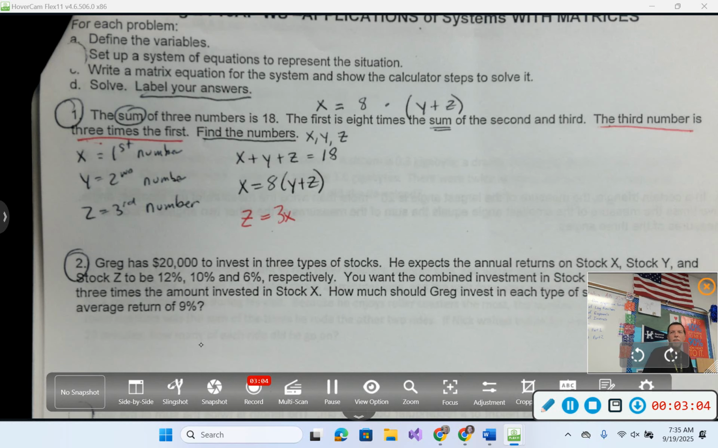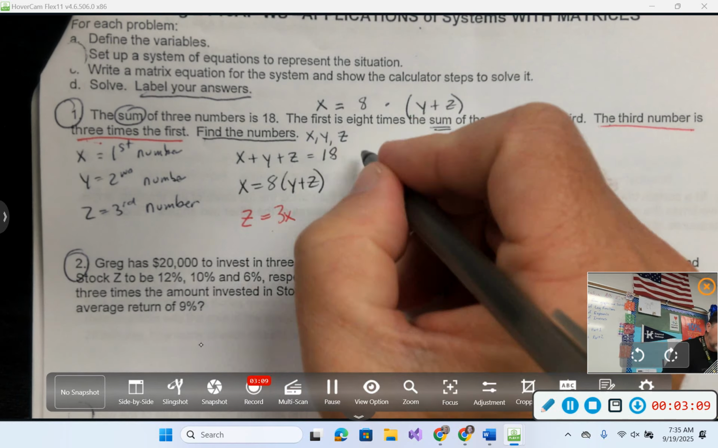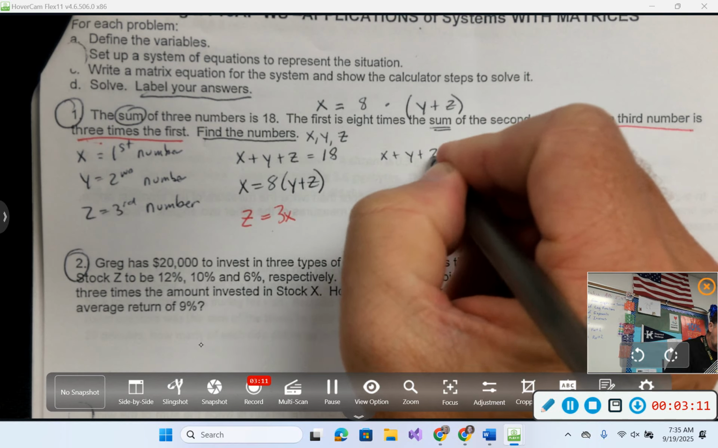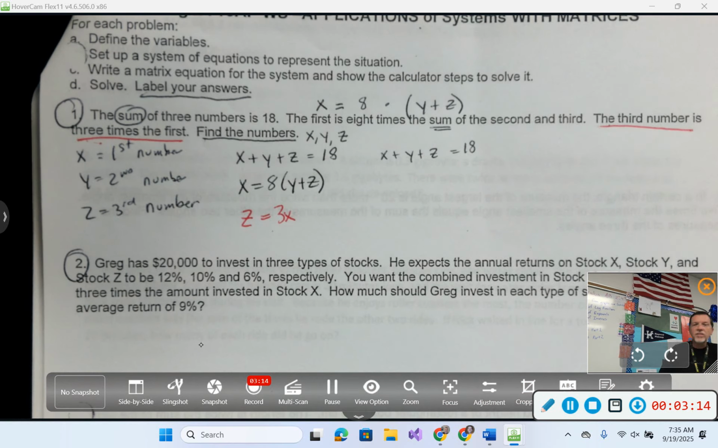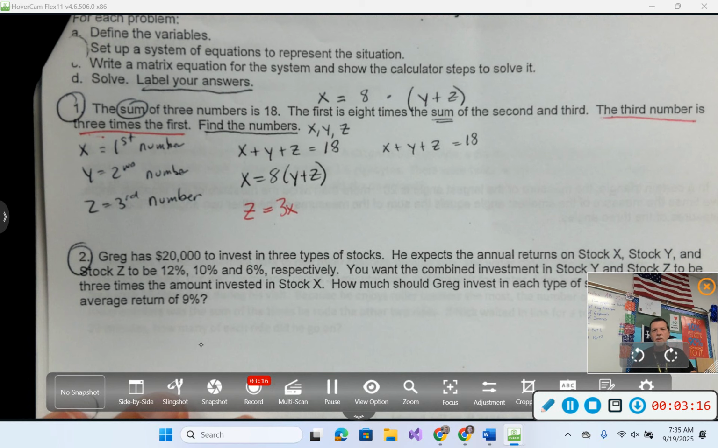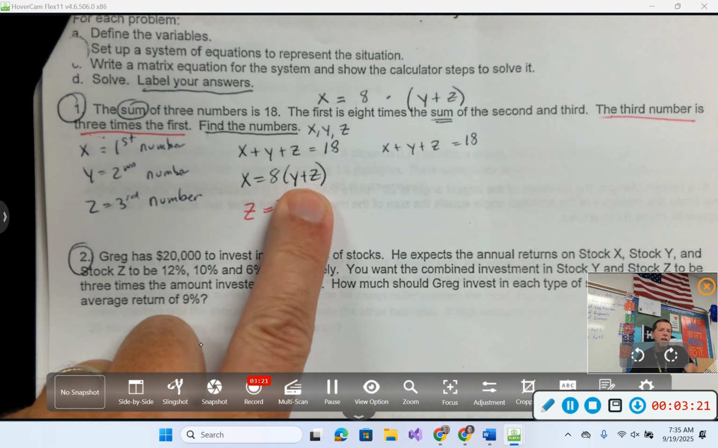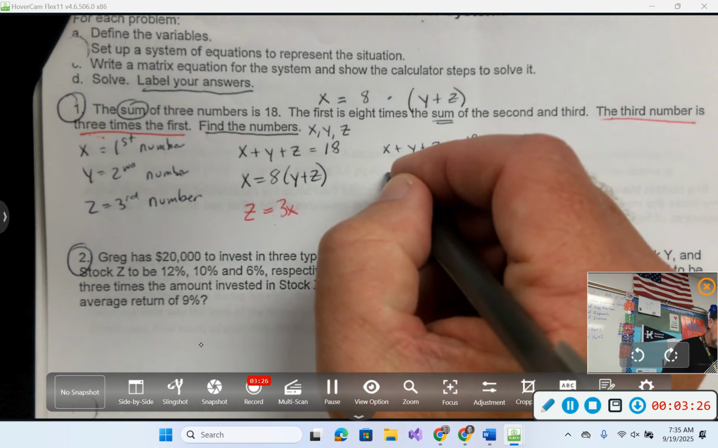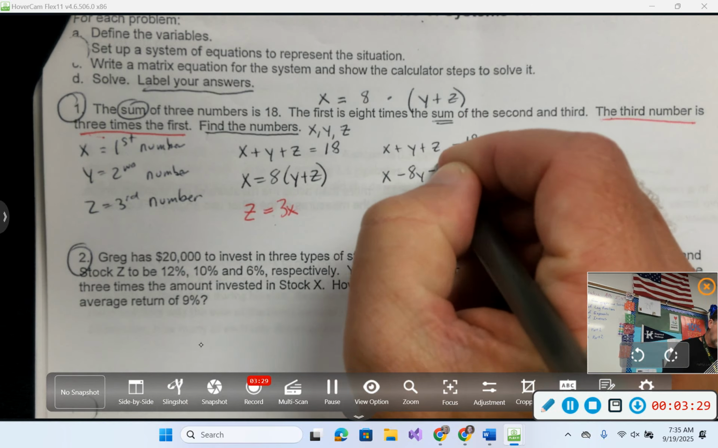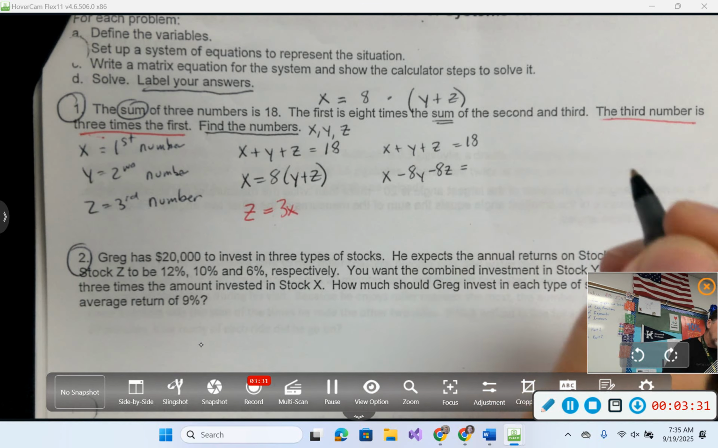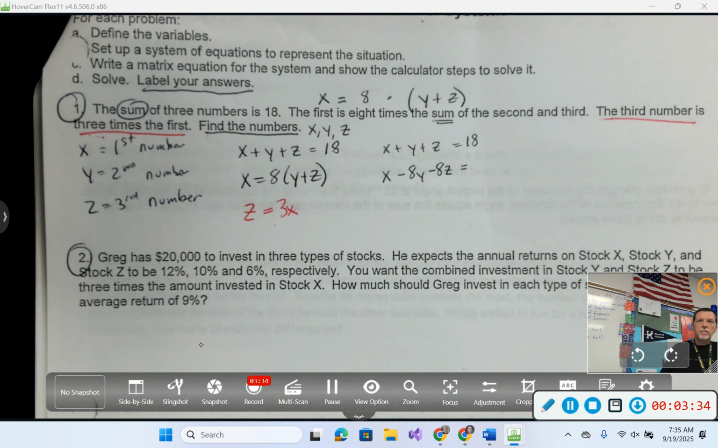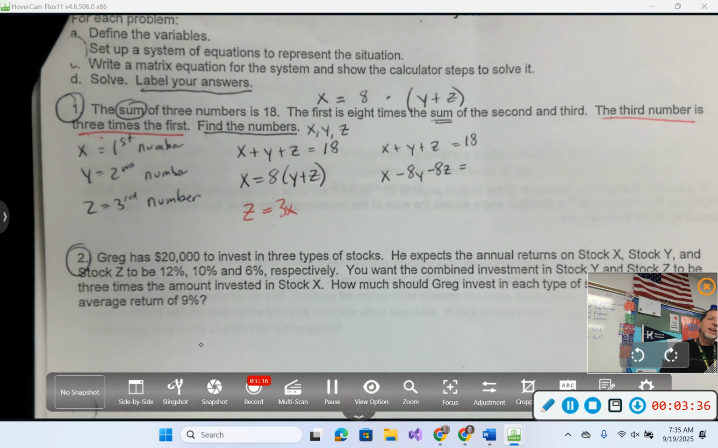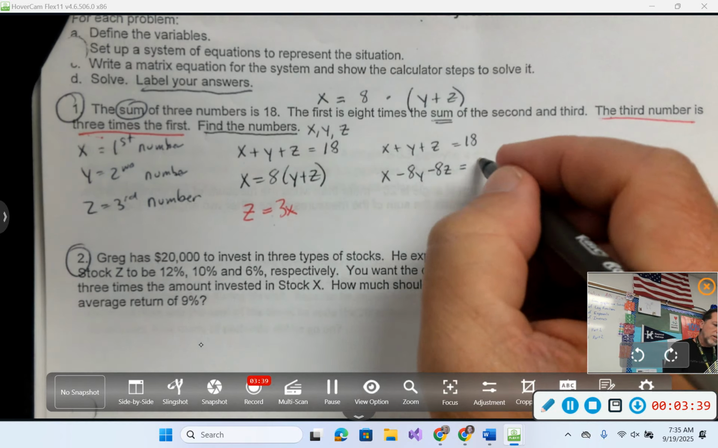Okay, that's not quite matrix ready yet. So let's change these around. The first one looks good. But I want all my variables on one side. That way I can make this into a matrix equation. So I think I would distribute the 8 and subtract them over. I'm going to do 2 steps at once here. So X minus 8Y minus 8Z. What would that equal? 0.